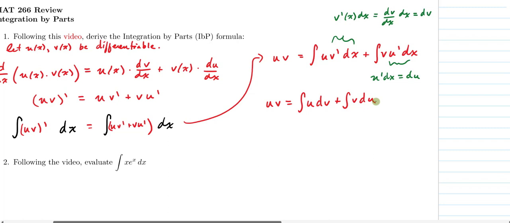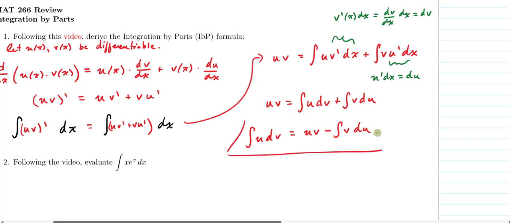And so if I go ahead and isolate the integral of u dv, and do a little bit of rearranging, we end up with the integration by parts formula. So this is our formula for doing integration by parts. And what it does is it gives us sort of a choice. If we have a complicated antiderivative on the left-hand side, what we could do is perhaps rewrite it so that the problem on the right-hand side will be easier to integrate.